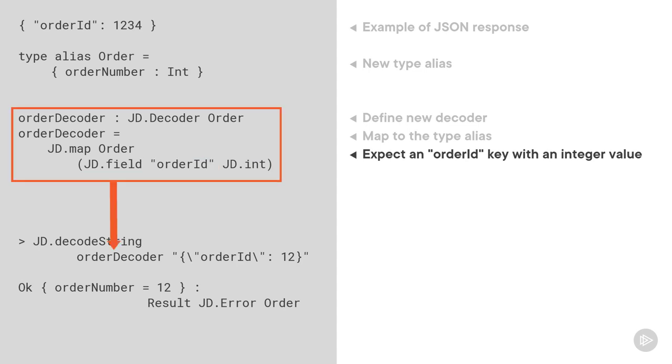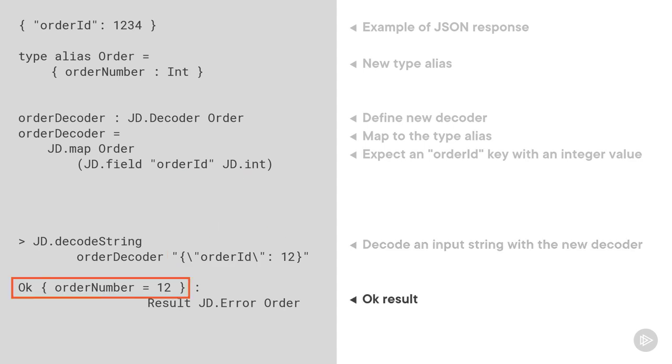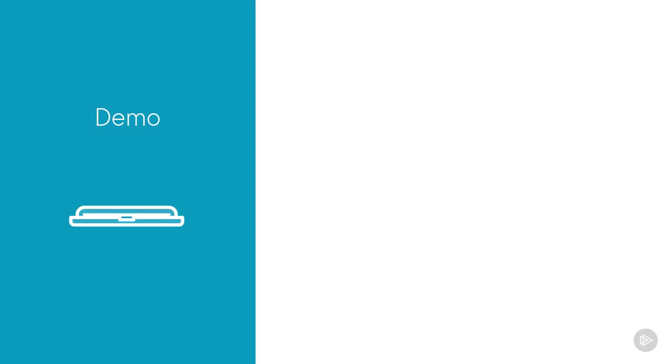The new decoder is then used as an argument to the decode string function. The other argument is the actual JSON string. Since JSON keys are enclosed within double quotes, order ID must also be enclosed in double quotes, which are escaped with backslashes to avoid confusing the Elm compiler. Since the input JSON matches the decoder's expectations, the result is OK with a new order record that respects its type definition. Let's have a demo and decode a slightly larger JSON response.